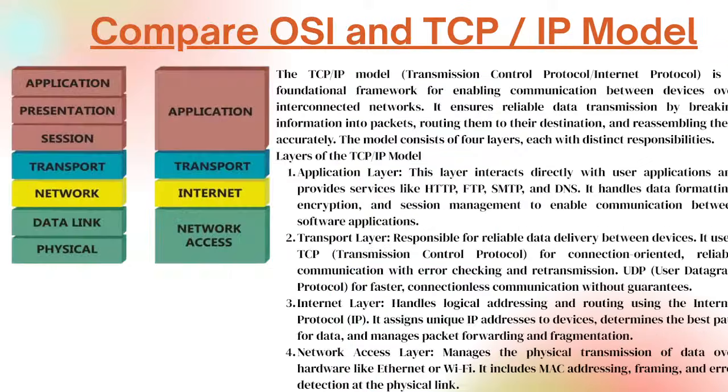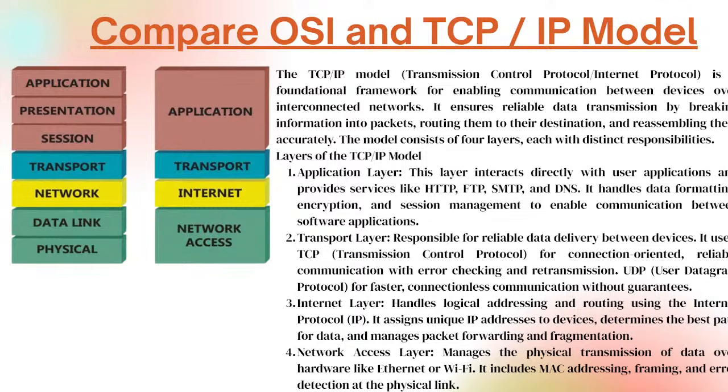Now this is again a very important portion, the comparison between the OSI and TCP/IP models, which is very important. Okay, this also you can expect for 7 marks. So here the TCP/IP model is a foundational framework for enabling communication between devices over interconnected networks. It ensures reliable data transmission by breaking information into packets, routing them to their destination and reassembling them accurately. The model consists of 4 layers.